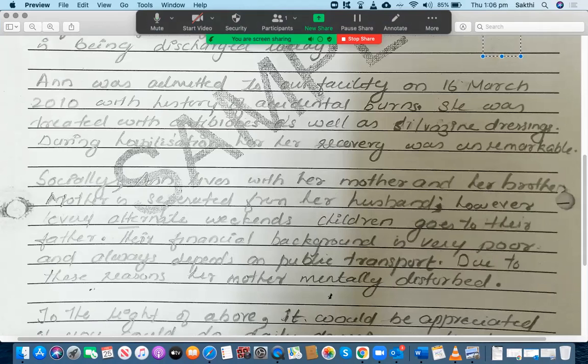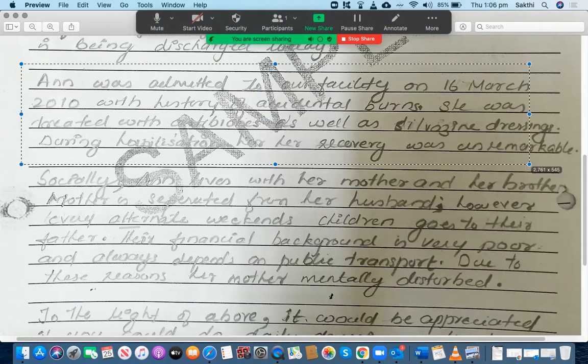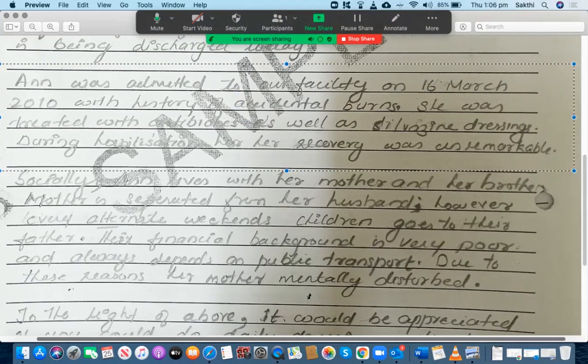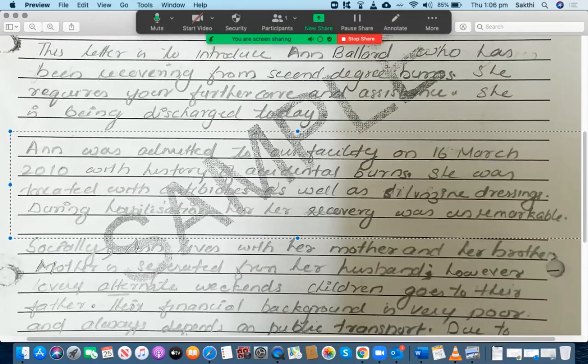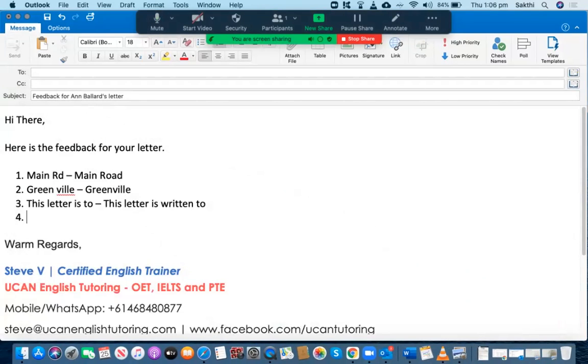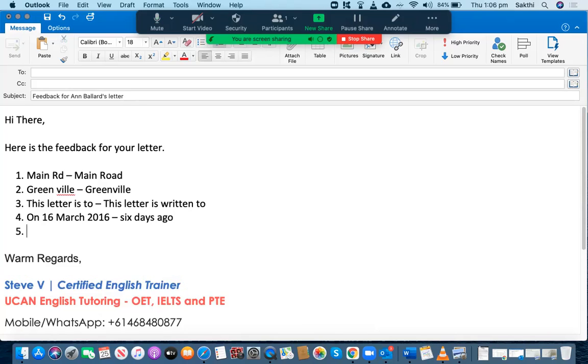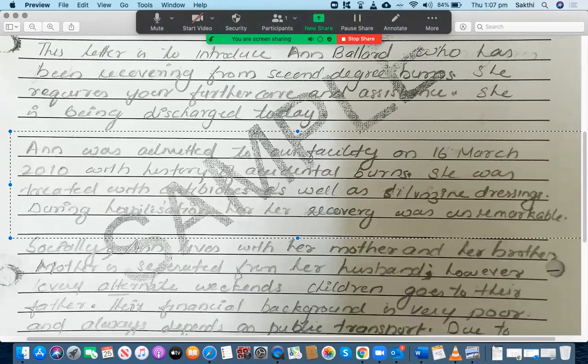Anne was admitted to our facility on 16 March 2010. Let's go through the date. What is the date of the letter? It's 22 March 2010, isn't it? It's better to write how many days ago she was admitted instead of writing the actual date. If it is 22 March today, you can count 21, 20, 19, 18, 17, 16. So 6 days ago. So you could have mentioned that she was admitted to our facility 6 days ago. So it's better to interpret the information on the time references.